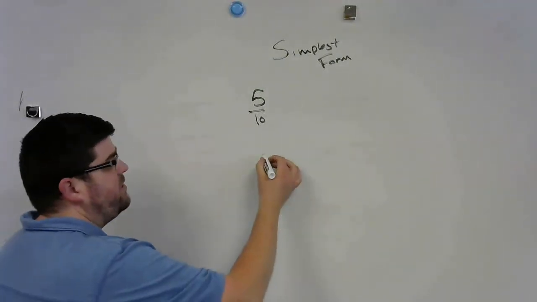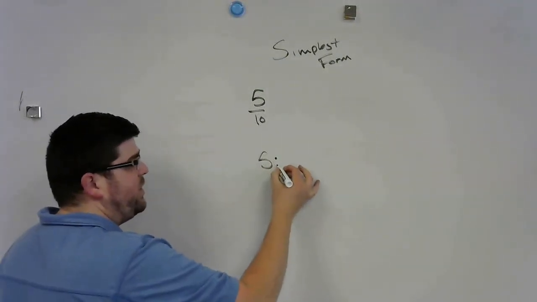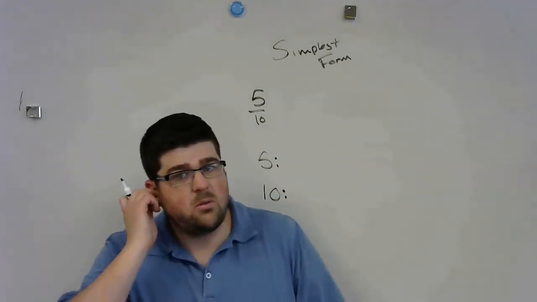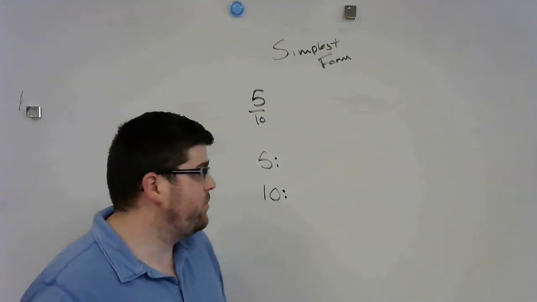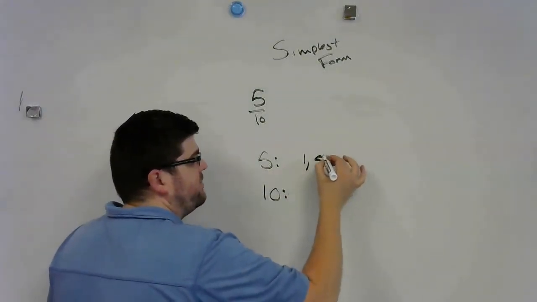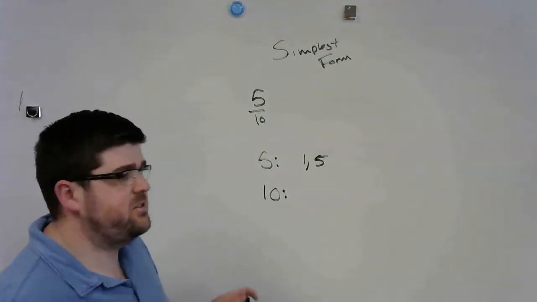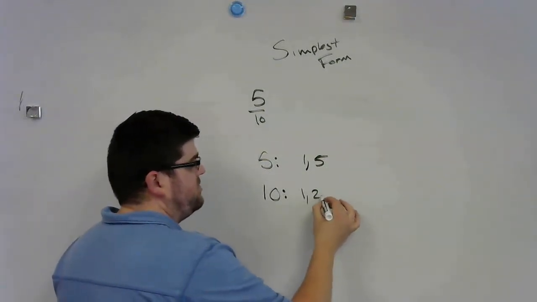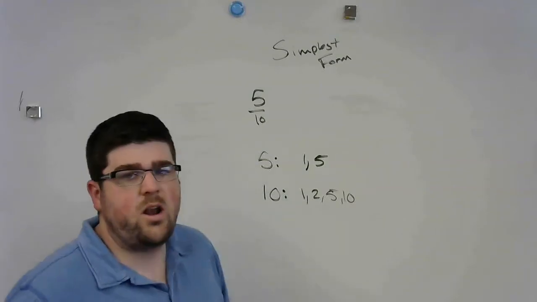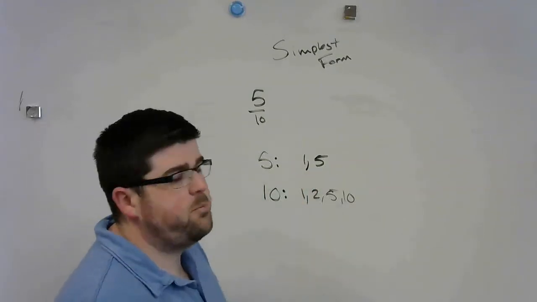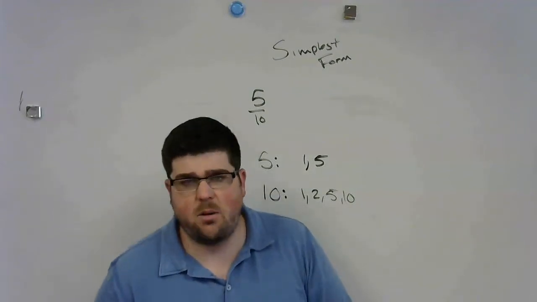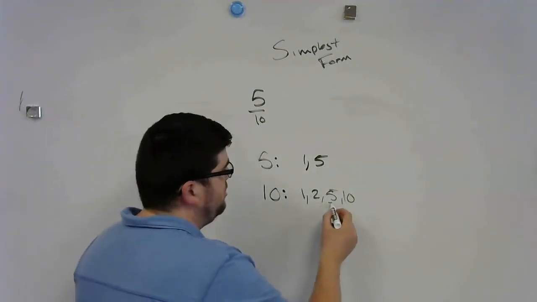So the thing that we do is we list out the factors of both numbers, or the numbers that we can multiply together to equal the number. So the factors of 5 are 1 and 5. And the factors of 10 are 1 and 2 and 5 and 10. What we want to do is find the biggest number that is common between these two lists of factors. It's called the greatest common factor. So I can circle that number.